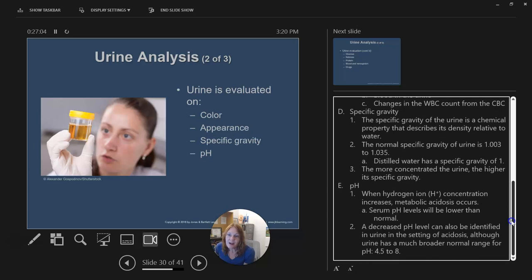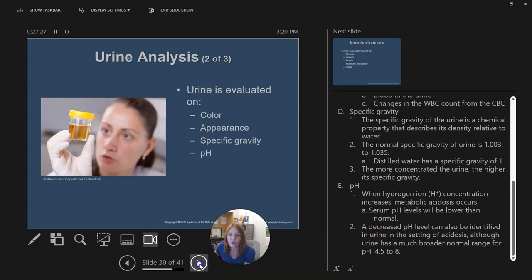When our hydrogen ion concentration increases, our pH decreases, and we have metabolic acidosis that occurs. Our serum pH levels will be lower than normal at this rate. A decreased pH level can also be identified in urine in the setting of acidosis. Although urine has a much broader normal range for pH, it's usually in the range of 4.5 to 8 for normal urine cultures.